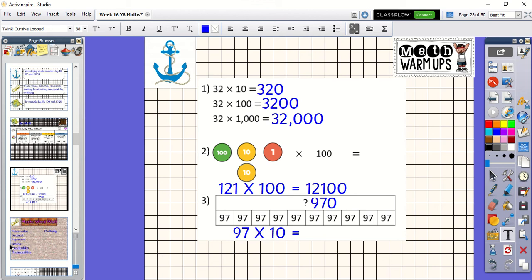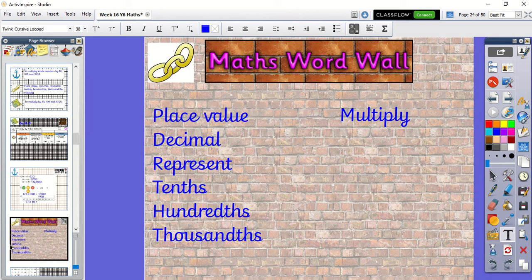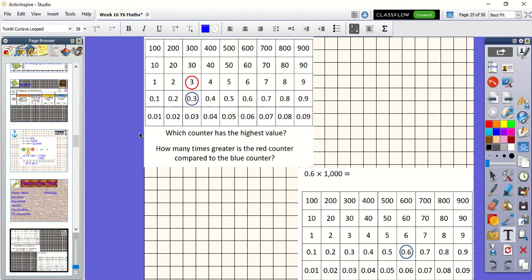Okay, so let's move on then. So that's your word wall for today. You've got all of the words that you may be using. And let's move on to decimal points. The thing stays exactly the same when you are multiplying with decimals, okay? Remember, decimal points always stay the same. They stay in the same position.